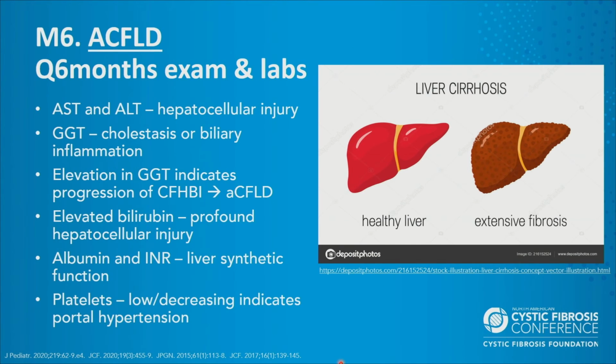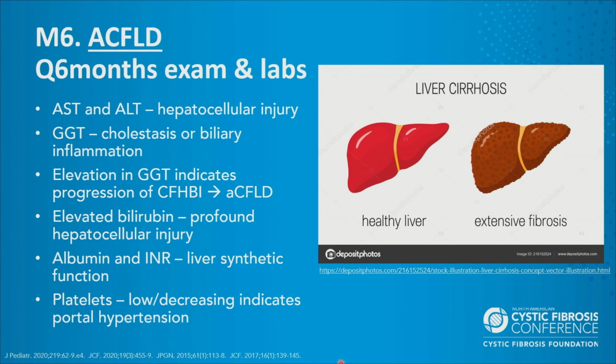So now we're going to move to advanced CF liver disease. The CF Foundation recommends that persons with CF and advanced liver disease undergo a liver-specific examination and measurements of AST, ALT, GGT, conjugated or direct bilirubin, albumin, platelets, and international normalized ratio at least every 6 months to detect the progression of liver disease.